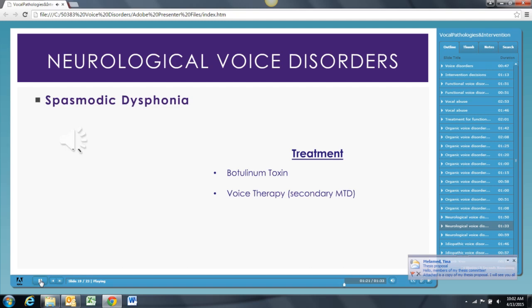Some research has found that voice therapy, after injections of botulinum toxin, can have a significant clinical effect on voice quality and vocal function in patients with spasmodic dysphonia.